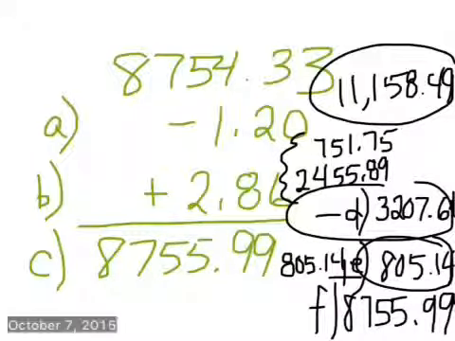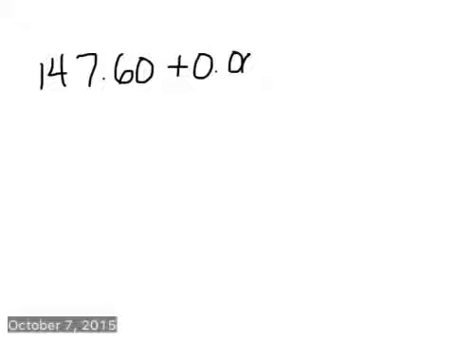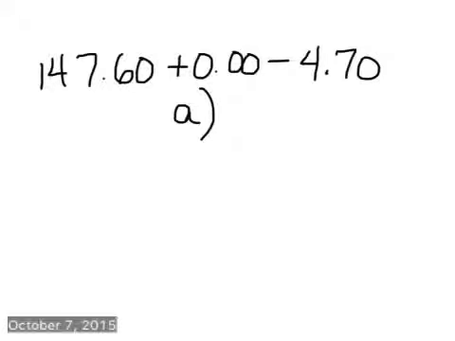So, on numbers 4 through 7, here's what they want you to do. It says the check register balance, the interest, and the service charge fees, and for part A it says new balance. So here's what you do for number 4. You take 147 and 60 cents, you add to it any interest, and you subtract out any service charges or fees. That gives you part A. Does that make sense? So what is 147 and 60 cents minus $4.70?